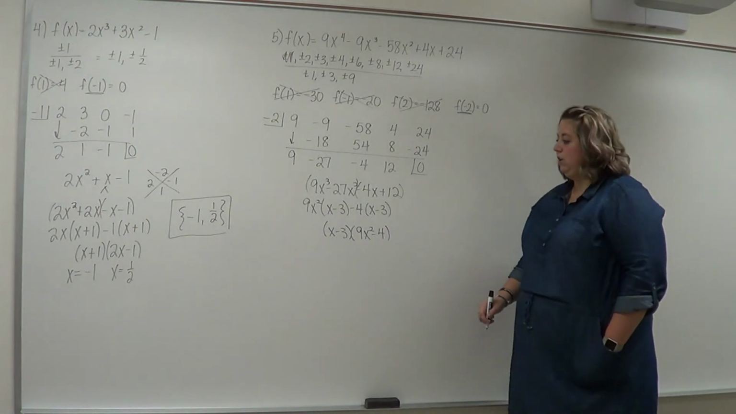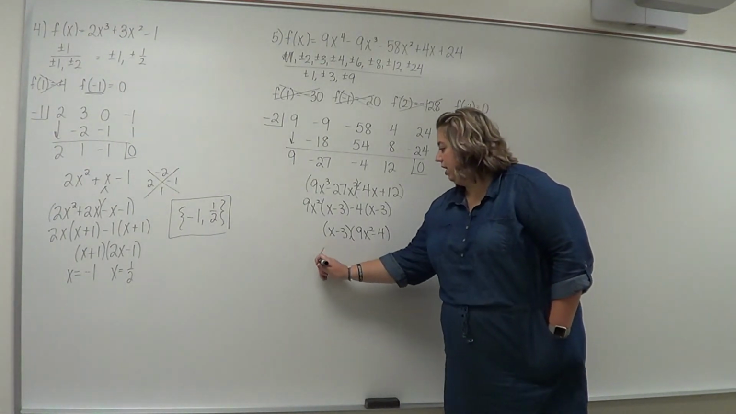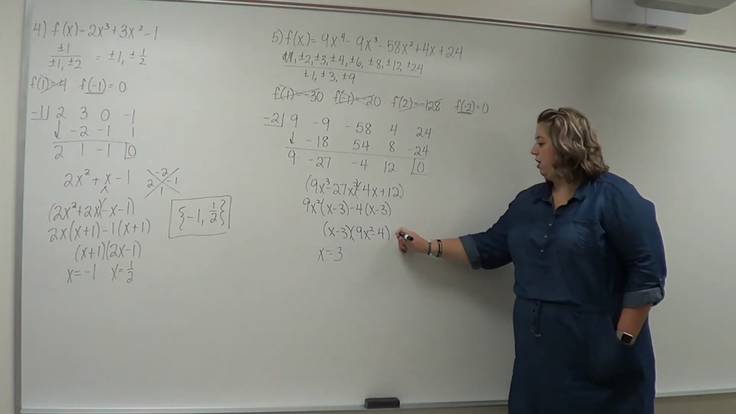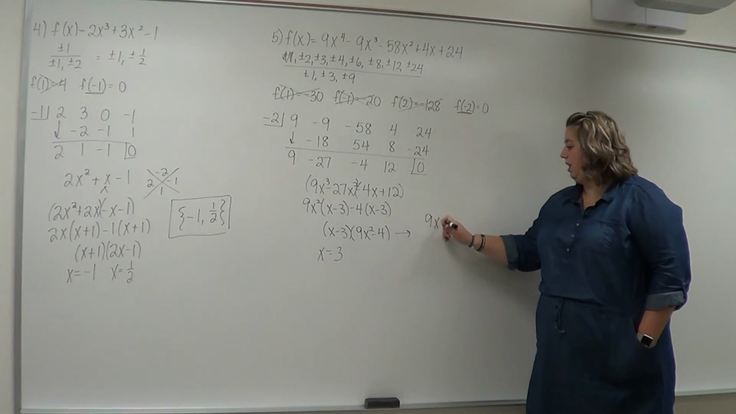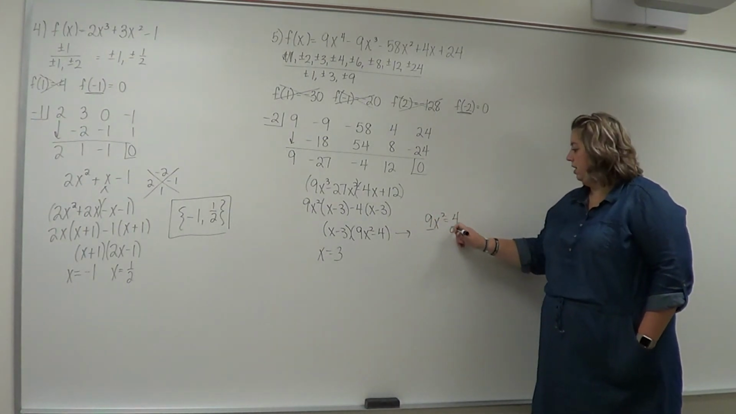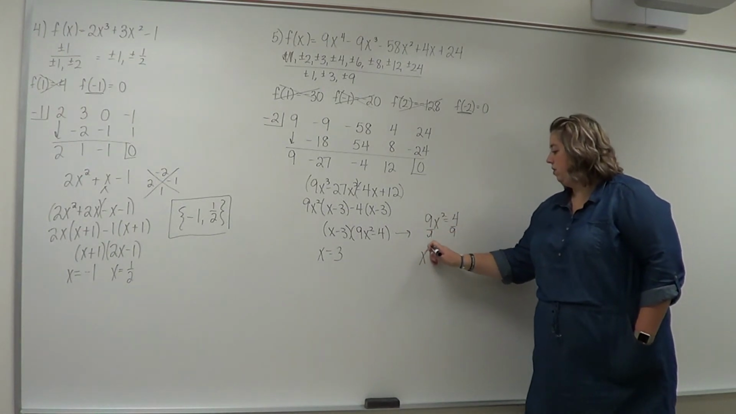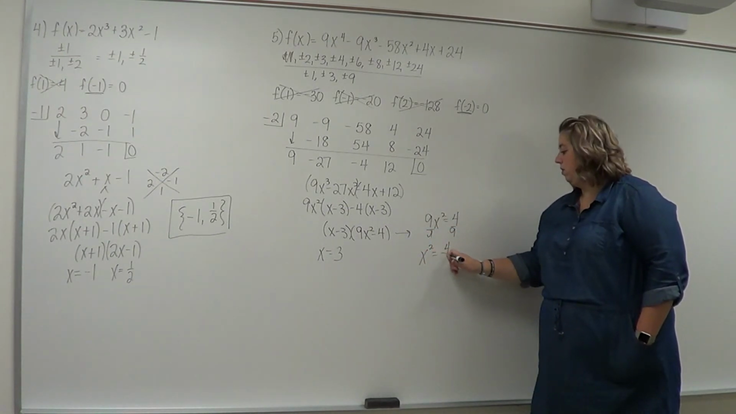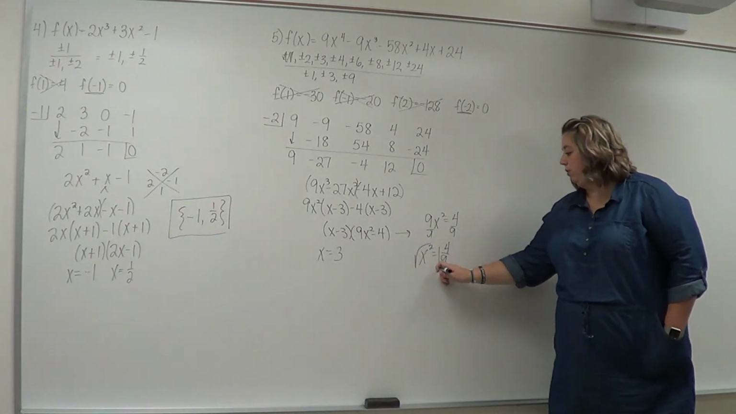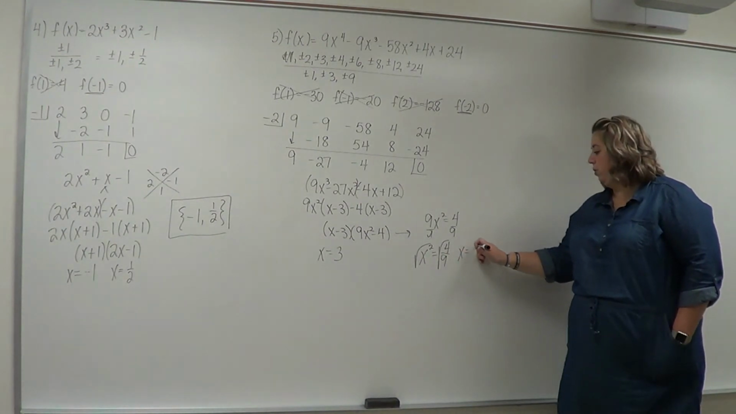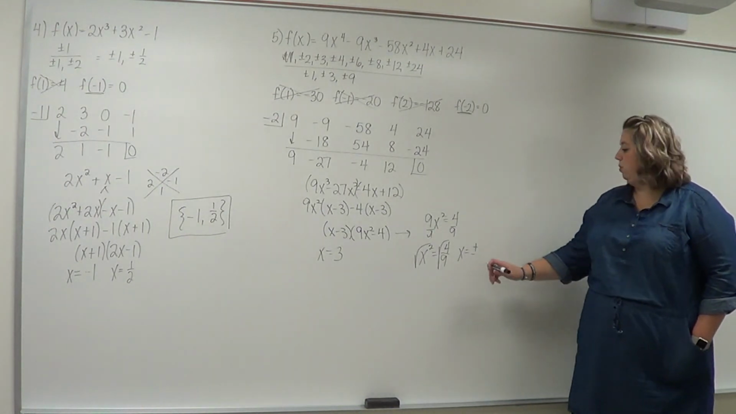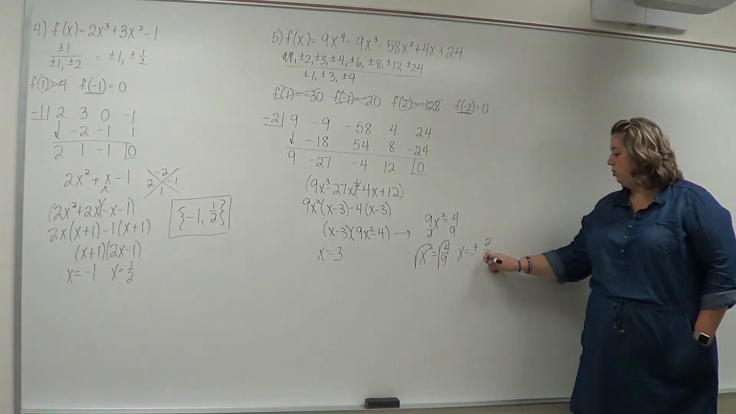Okay, so if I set those equal to 0 and solve, I would get x equals 3 for the first one. Now if I solve the second one, the first thing I would do would be to add 4. Then I would divide by 9. Then to get rid of a square, we do the square root. Anytime you solve an equation and you do a square root, you have to have plus or minus. And then the square root of 4 is 2. Square root of 9 is 3.